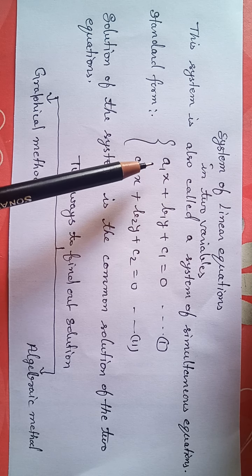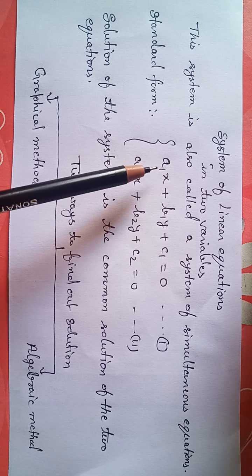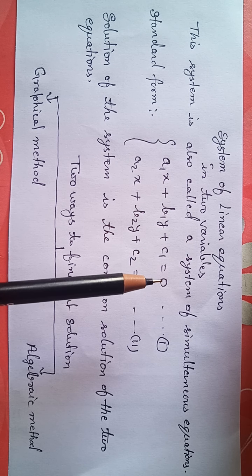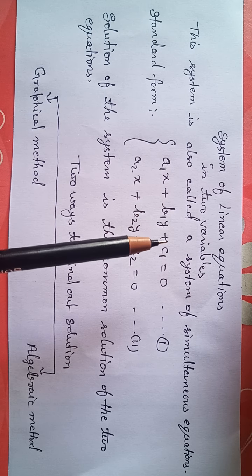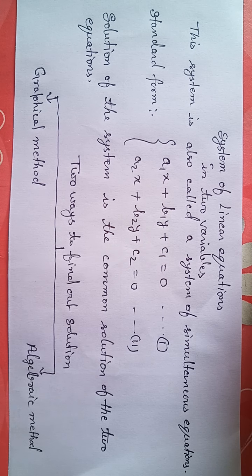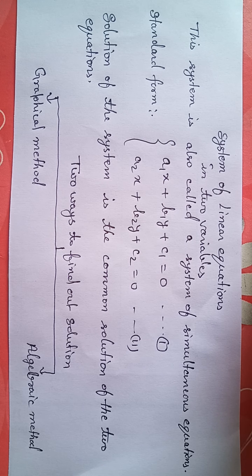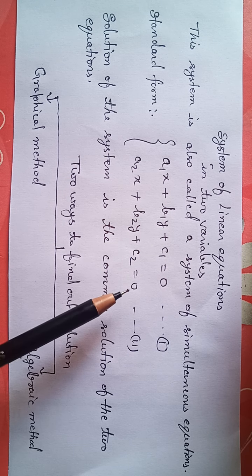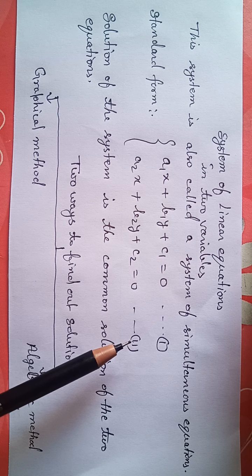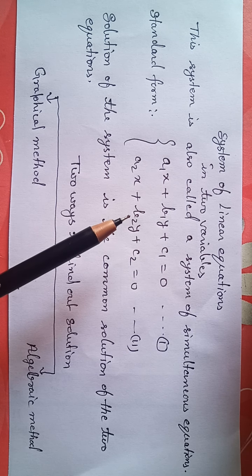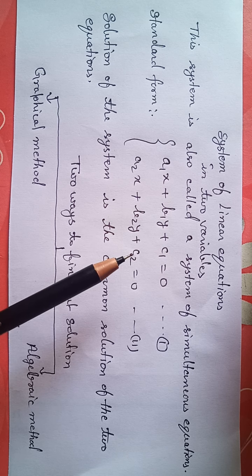The first linear equation I am reading here: a1x plus b1y plus c1 is equal to 0. What are a1, b1, c1? a1, b1, c1 are nothing but real numbers. x, y are variables. Similarly here, a2x plus b2y plus c2 is equal to 0. This is our second equation. In this, a2, b2 and c2 are real numbers.